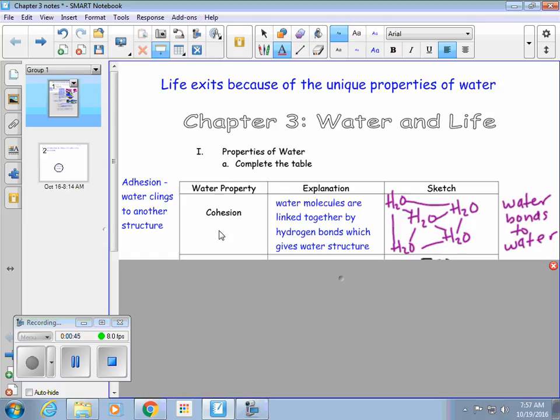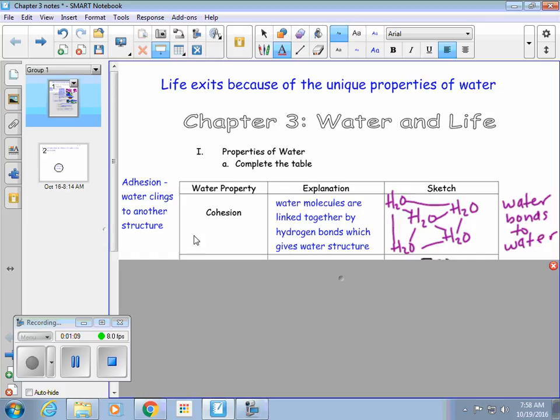So one of the properties is cohesion. Cohesion is when water molecules are linked to each other by hydrogen bonds. So it's a water molecule linked with another water molecule, linked with another water molecule, and they're all combined through hydrogen bonds, and this helps to give water structure. Cohesion is when water bonds to water.